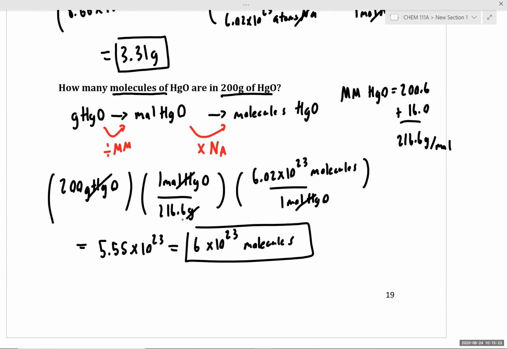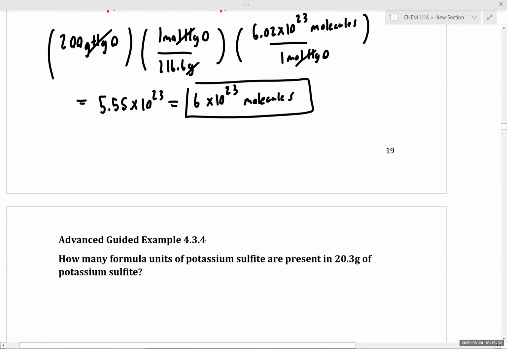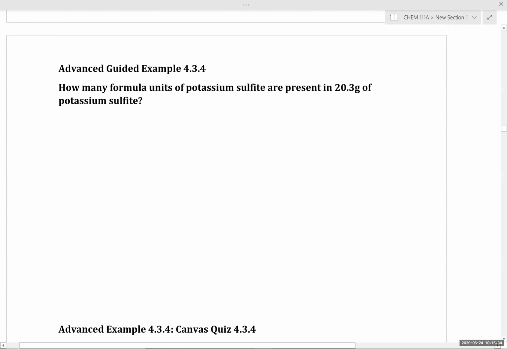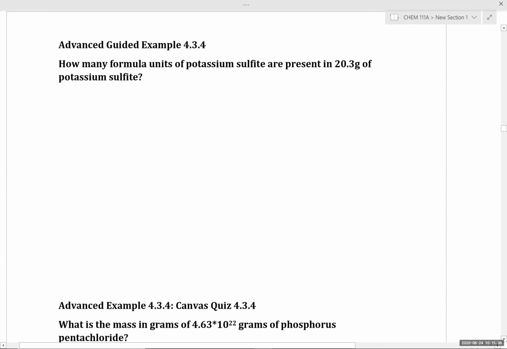Any questions on these examples? If not, let's try a few more examples. This time, we're going to deal with mass to mole and atom to mole conversions, this time if we're given the formula as a name. So it's asking how many formula units of potassium sulfite are present in 20.3 grams of potassium sulfite.